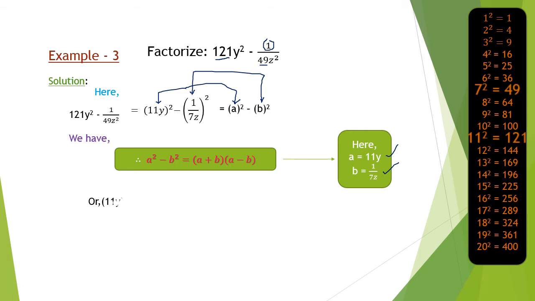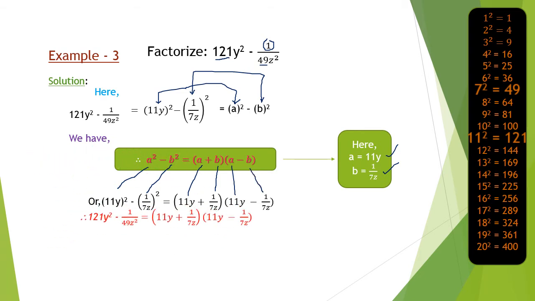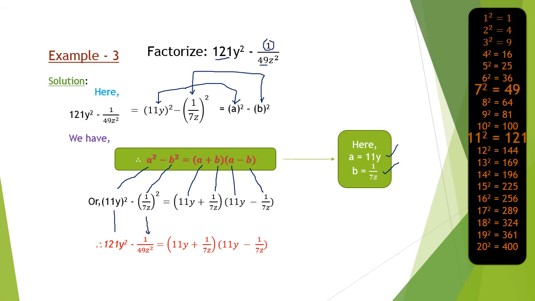Now we have the formula, and it's confirmed that a is 11y and b is 1 by 7z. Now let's apply it. Let's replace a by 11y and b by 1 by 7z. Now let's answer. 11y square is 121y square, and this is the fraction. This is our answer. You just have to put the values of a and b into the formula. It is as easy as that.